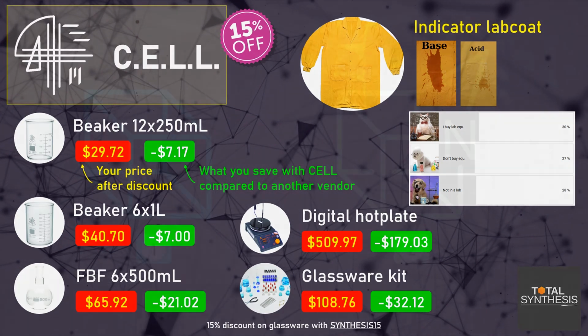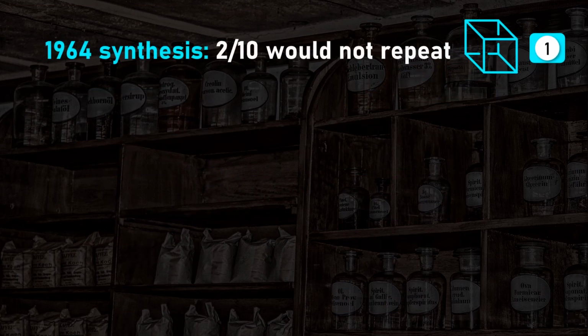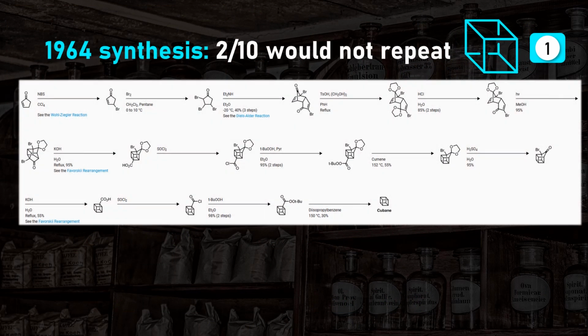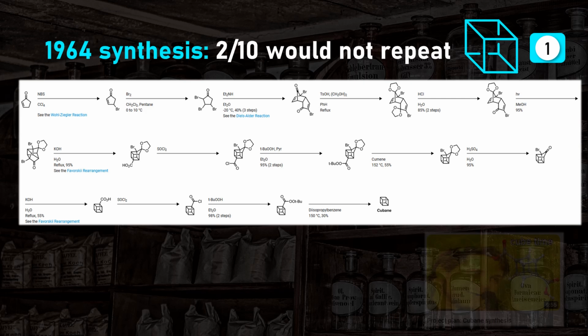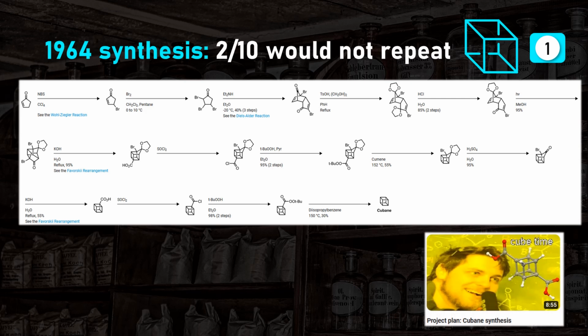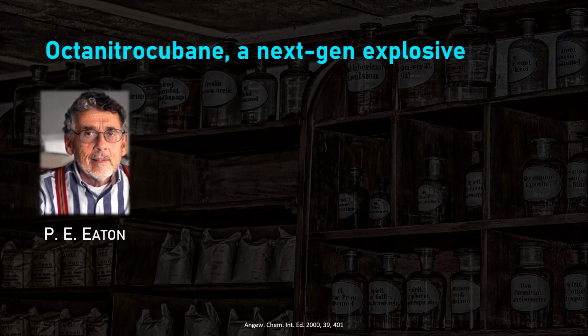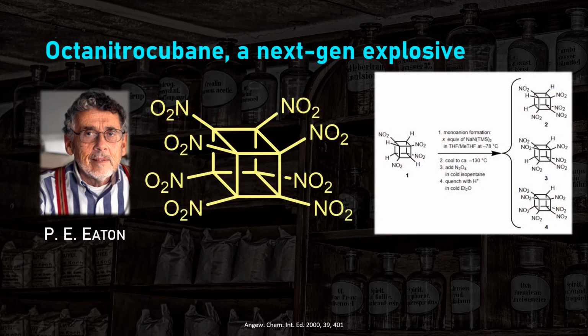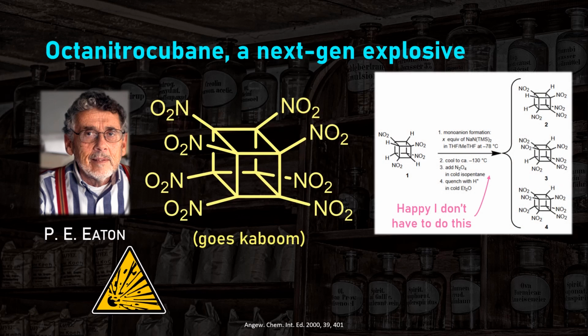Hard to believe, but Cubane was first synthesized already in 1964. Although a pioneering piece of work, the synthesis is a bit long, so we will not dissect it here. We are after something much shorter. There are some other YouTube videos you can check out if you're interested in the experimentals of this one. Notably, Philip Eaton, part of the first Cubane synthesis, continued to be a driving force of Cubane research and almost 4 decades later also led the first synthesis of octanitrocubane.